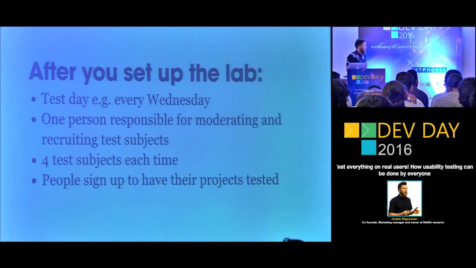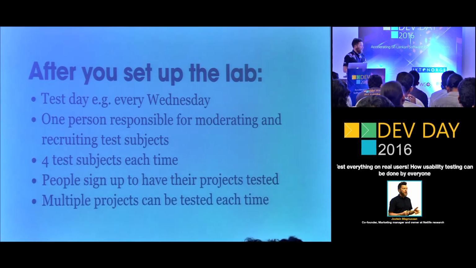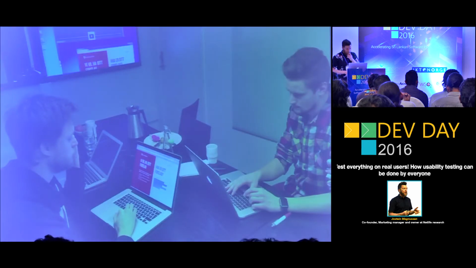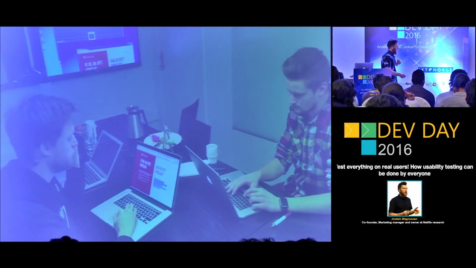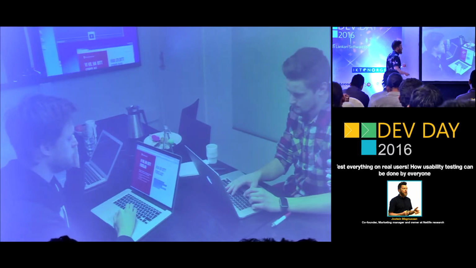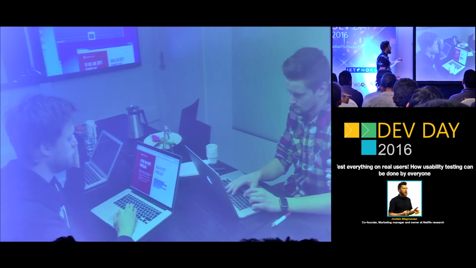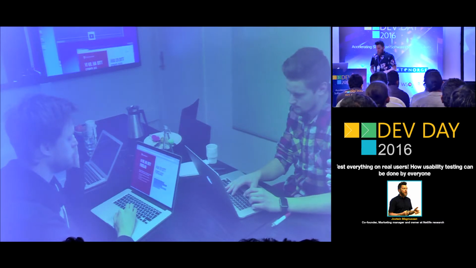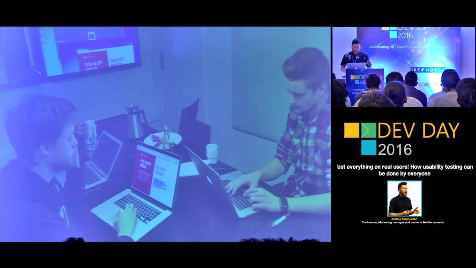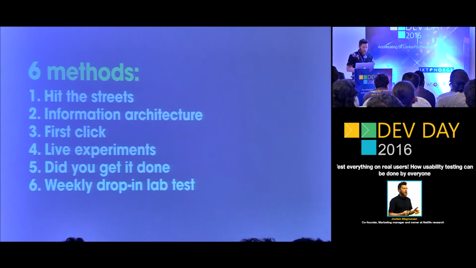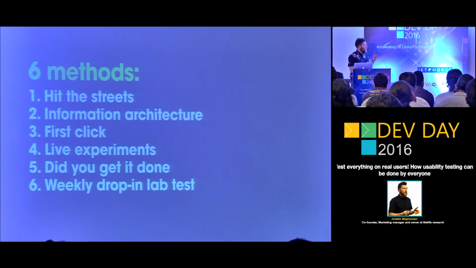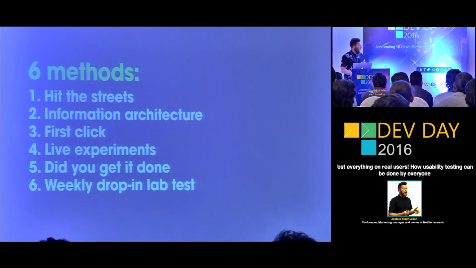And people sign up to have their project tested, and you can then test multiple projects because you don't need an hour for each project. So this is people at our offices noting down and observing the usability test on those screens. So these are the methods: hit the streets, the information architecture, first click, live experiments, did you get it done, and weekly drop-in lab test.